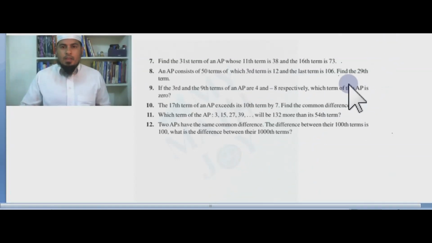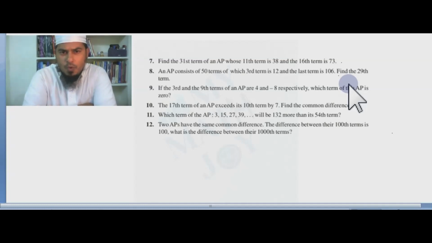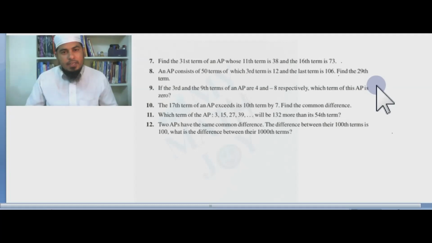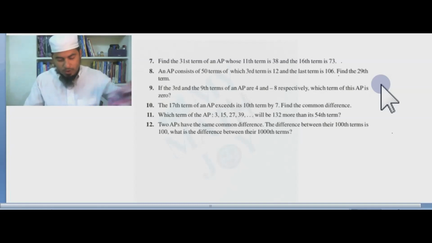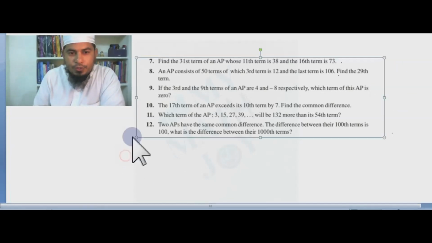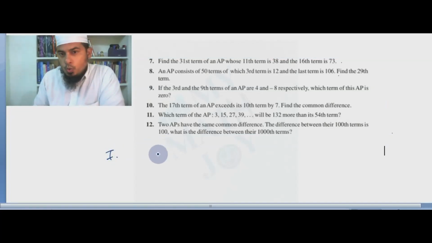Okay, here we get some questions. Find the 31st term of an AP whose 11th term is 38 and 16th term is 73. So it comes under the model where two terms of the AP are given. I hope you understood and you are willing to do this problem. Please go ahead, pause this video. I am also doing it for your reference. Reference work is good.